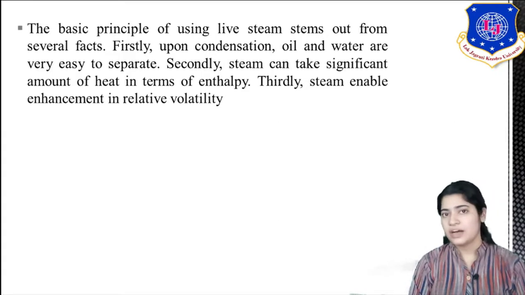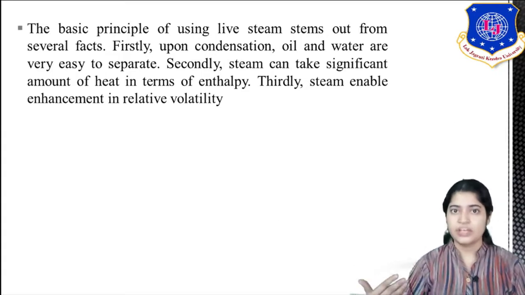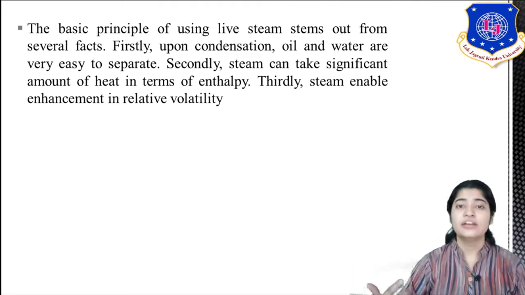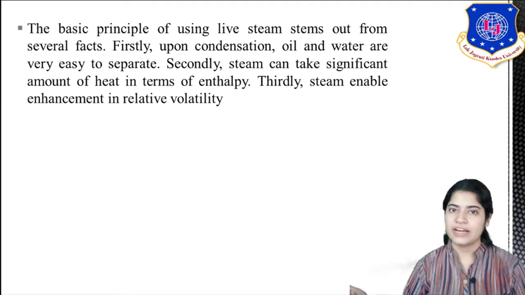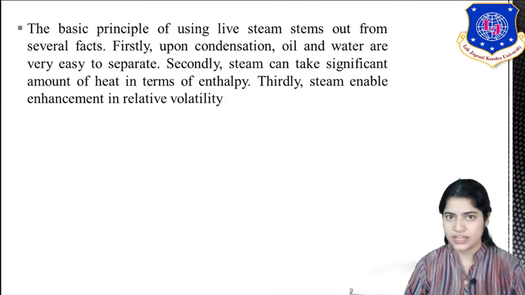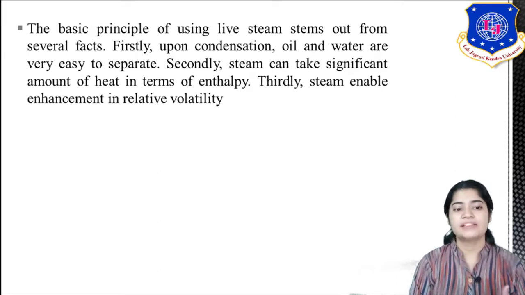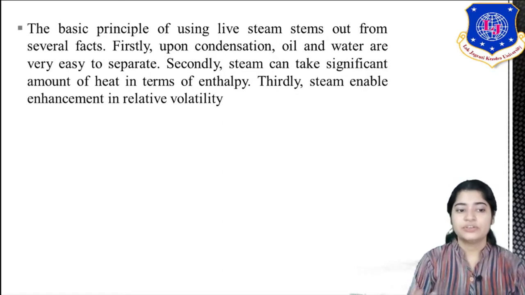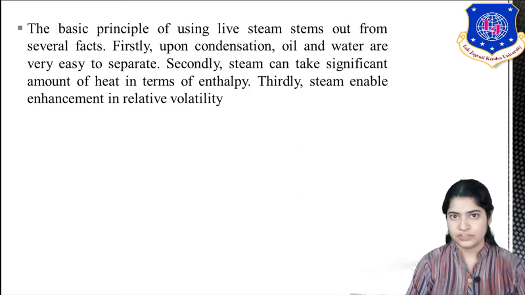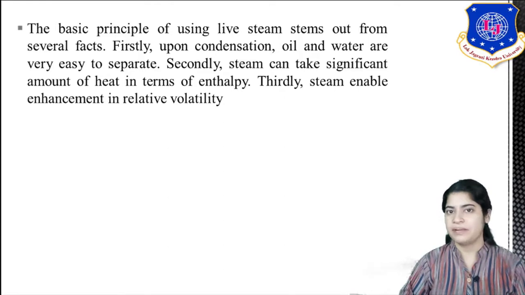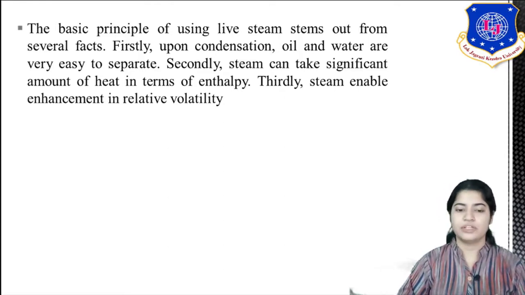When your products are condensed, at the top where your light fractions are taken out to the condenser, steam along with those light fractions is taken to the condenser. It is condensed, and oil and water are easily separable. Secondly, steam has a high amount of heat in terms of enthalpy. The latent heat of vaporization of steam is very high. So with a small amount of steam, a high amount of energy can be supplied to your boiling components.